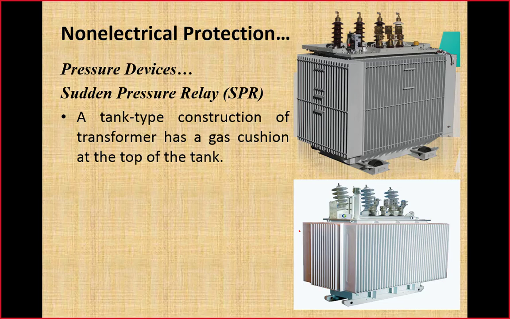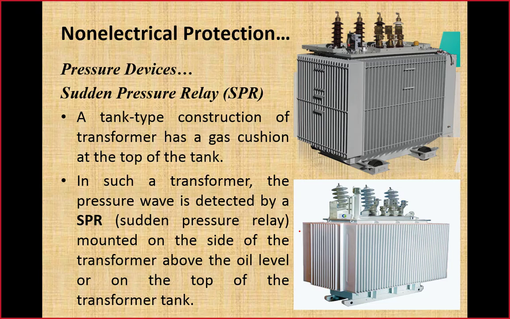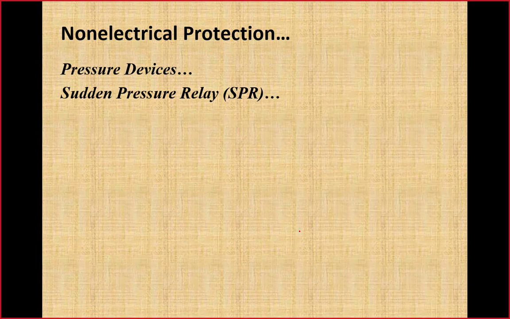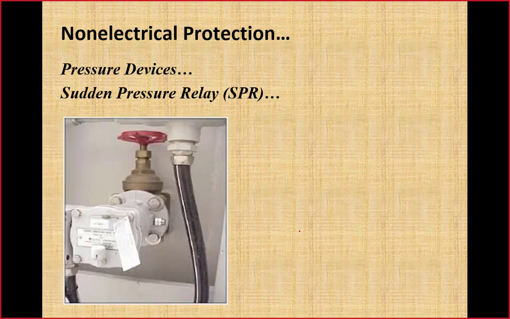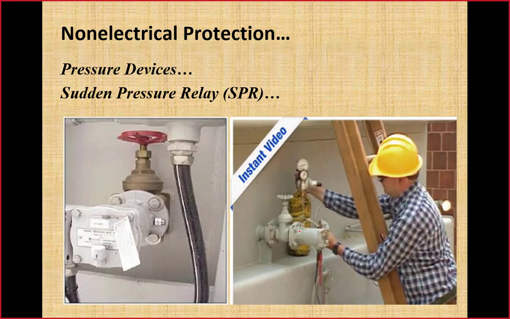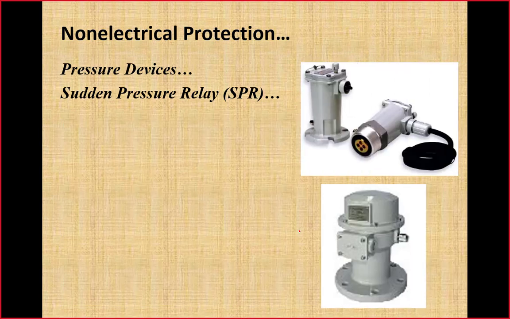So in such a transformer tank design, the use of the Buchholz relay is not possible. The alternative to the Buchholz relay is the sudden pressure relay, SPR. This sudden pressure relay is installed either on the side of the transformer tank, above the oil level where we have the air cushion, or at the top of the transformer tank. This is how the sudden pressure relay has been installed on the transformer side. Few more diagrams for the sudden pressure relay.